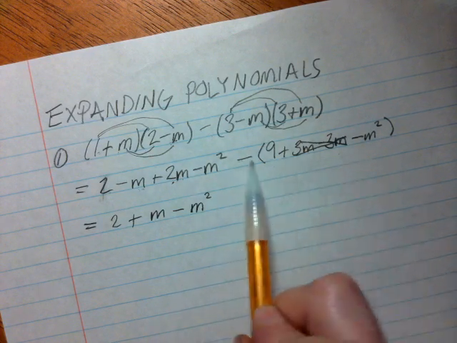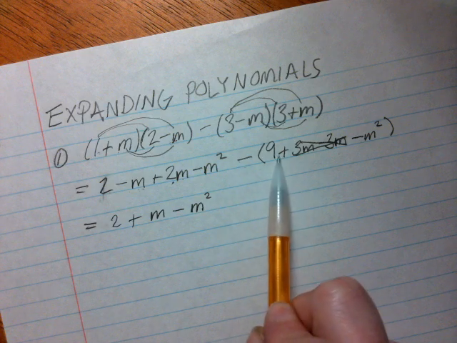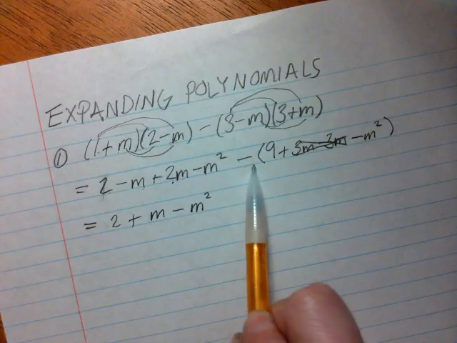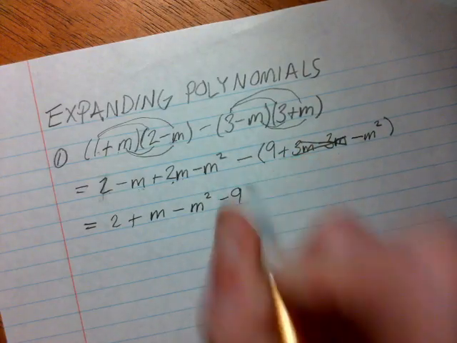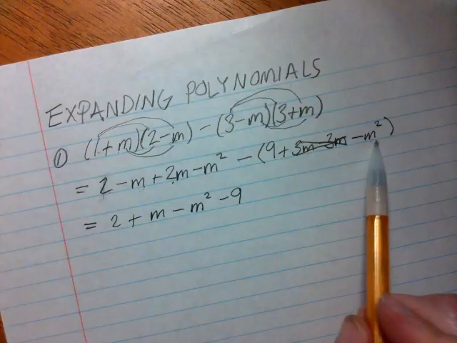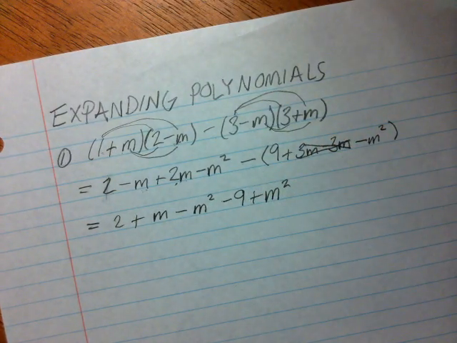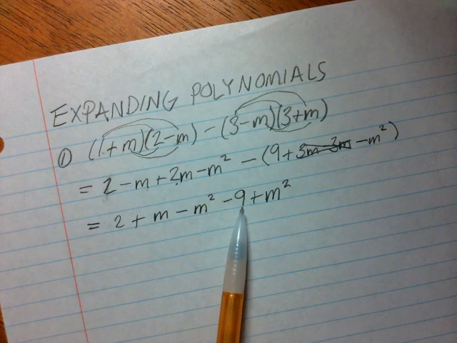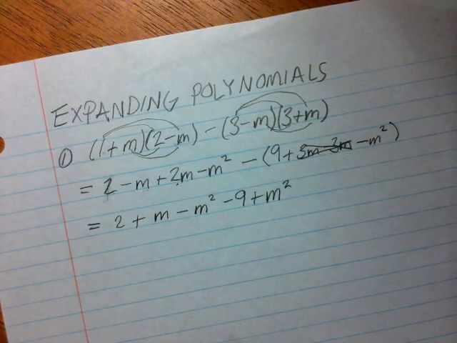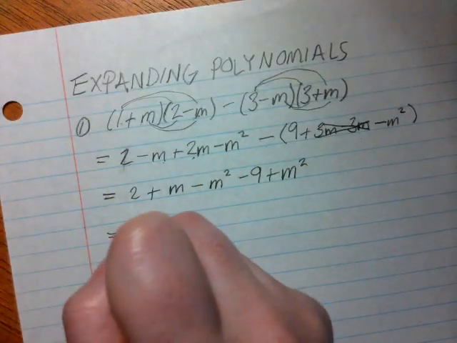And then over here, I need to make sure to distribute this negative to all the terms inside here. So I'm going to have negative 9. And then negative m squared is positive m squared. So now I do see some things I can combine. So this 2 and this 9 don't have any m's, so I can just do 2 minus 9. So 2 minus 9 is negative 7.